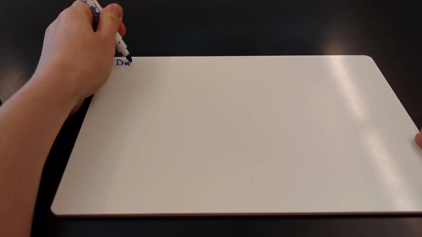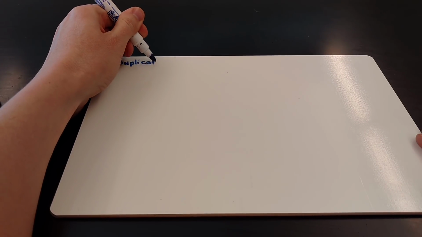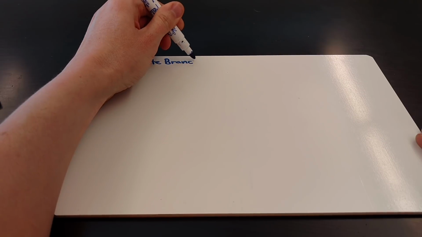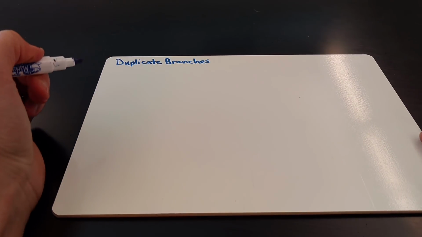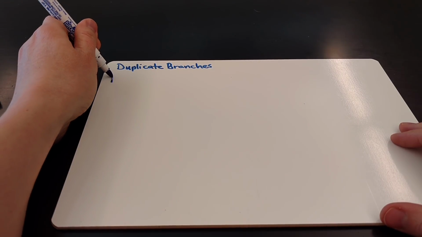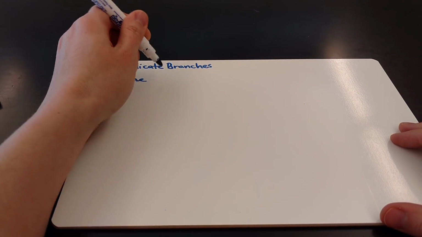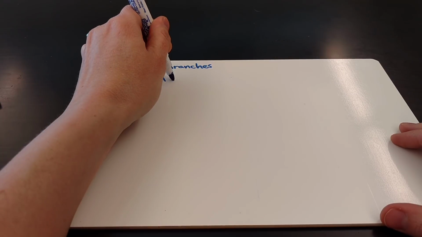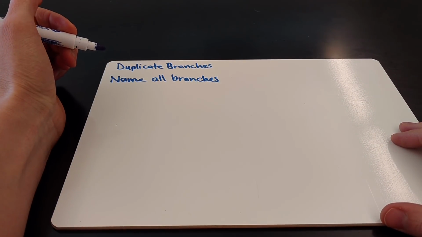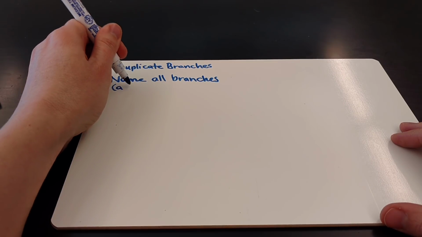Now let's continue with duplicate branches. In the same notes box in your packet, we've got a section for duplicate branches. If you have more than one branch, the name becomes a little bit more complicated, and the system is a little bit different. So here's what we're going to do. We are going to name all branches in alphabetical order.